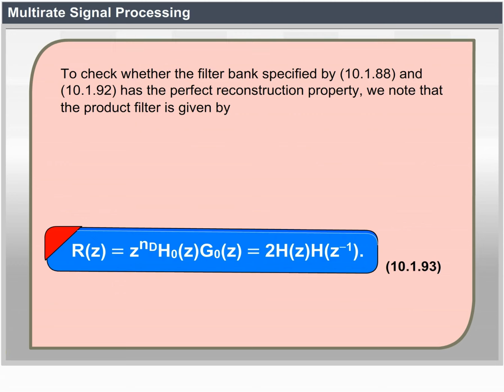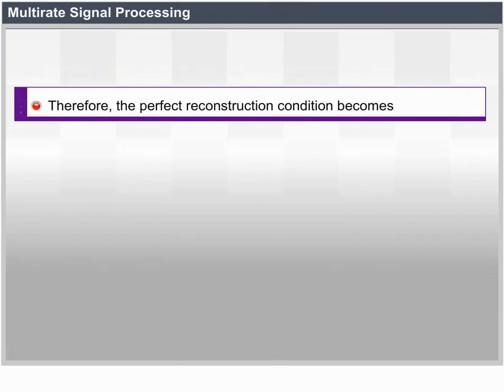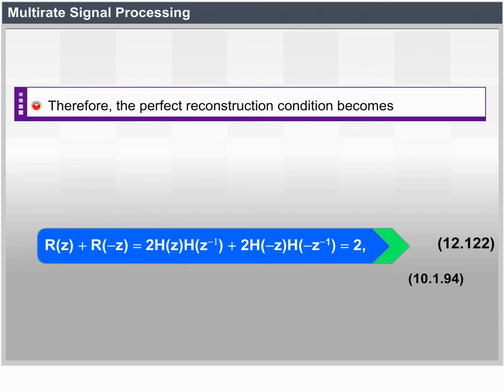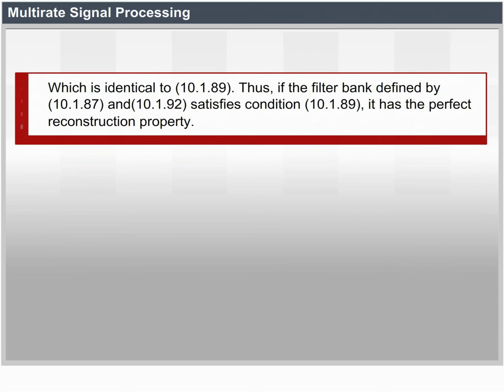Therefore, the perfect reconstruction condition becomes R(z) + R(-z) = 2 H(z) H(z^-1) + 2 H(-z)(-z)^-1 = 2, which is equation 10.1.94 and is identical to 10.1.89. Thus, if the filter bank defined by 10.1.87 and 10.1.92 satisfies condition 10.1.89, it has the perfect reconstruction property. Equivalently, we conclude that the product filter R(z) is a half-band filter.